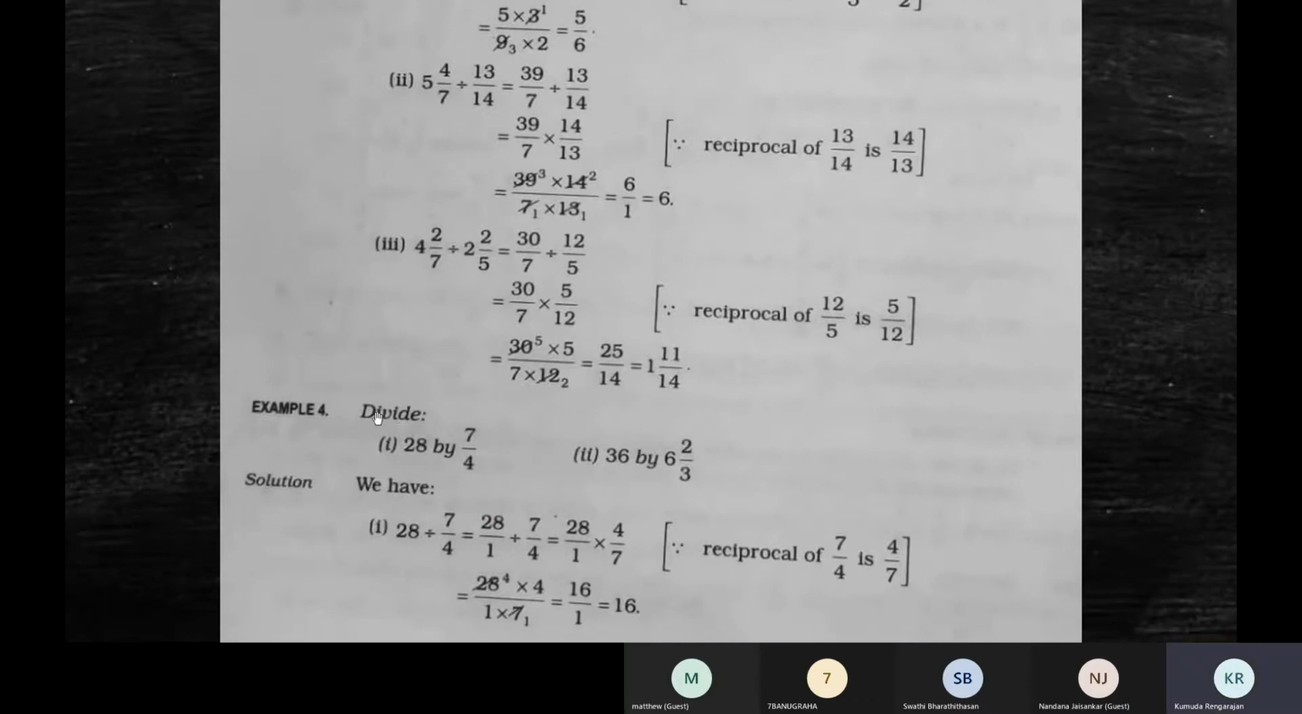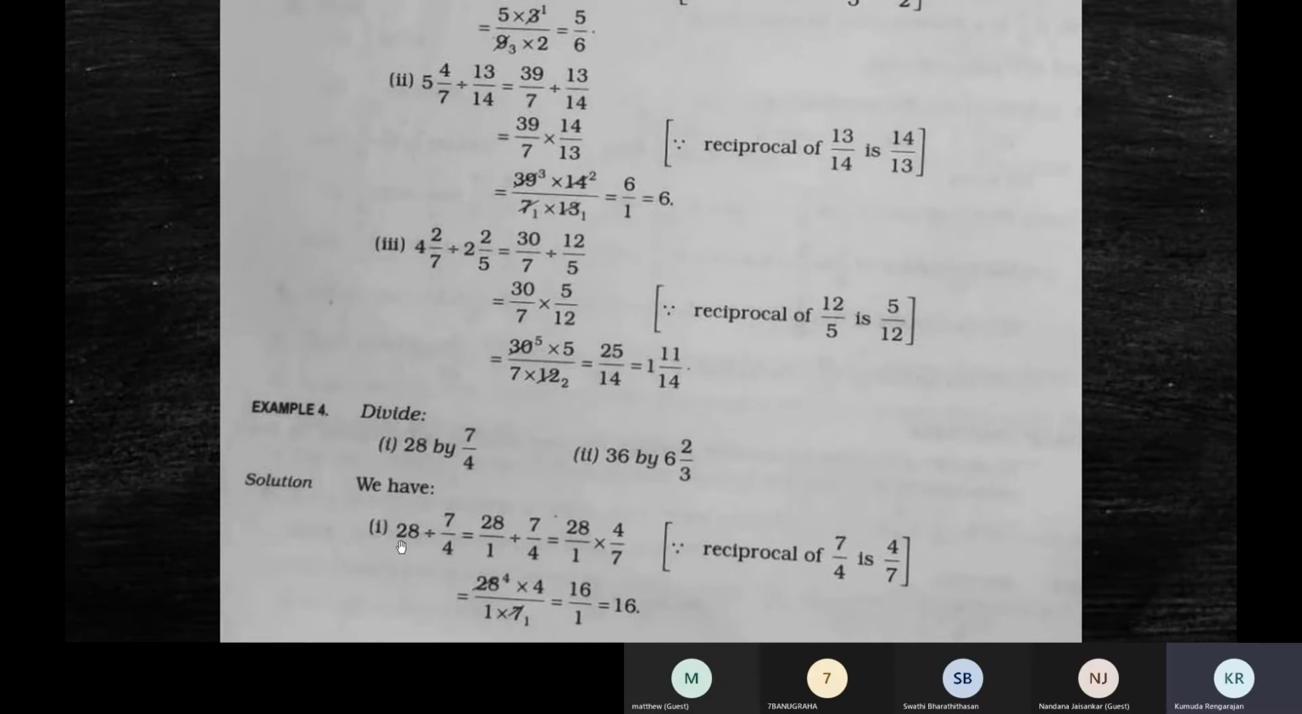So look at this one, children. Divide 28 by 7 by 4. We have come across the OF operator earlier. OF stands for multiplication. Here in division, you will see the word "by". By means division, divided by. Like you replace OF with the multiplication symbol, you need to replace this "by" with the division symbol.